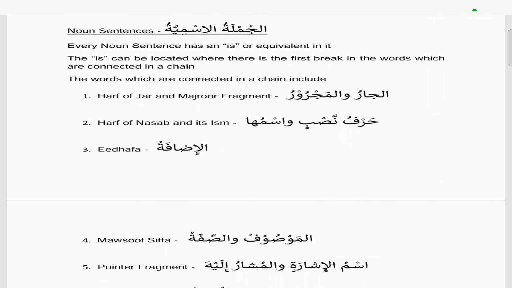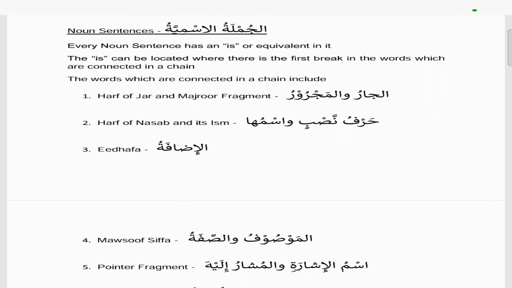Every noun sentence has an "is" or something equivalent in it. An equivalent would be "are", for example. The "is" can be located where there is the first break in the words which are connected in a chain. What we mean by this is that where the words are connected according to Arabic grammar, where you see the first break between the words, that's where you put the "is".